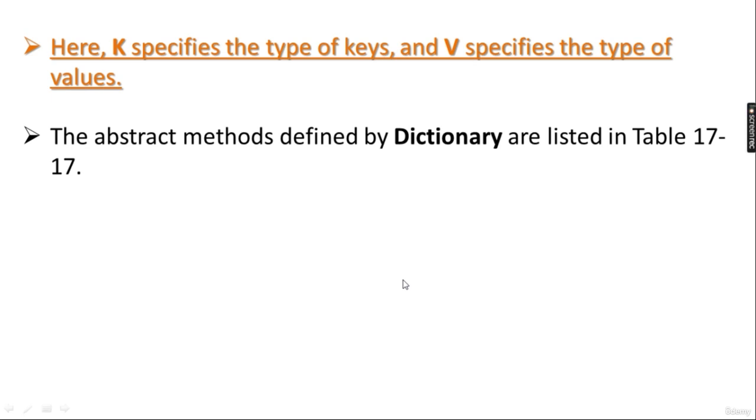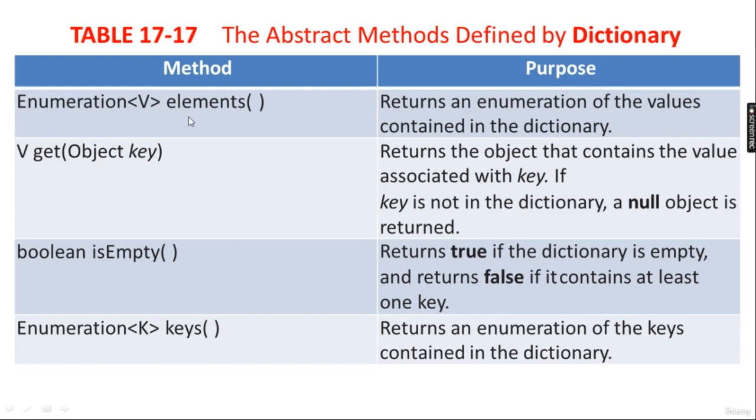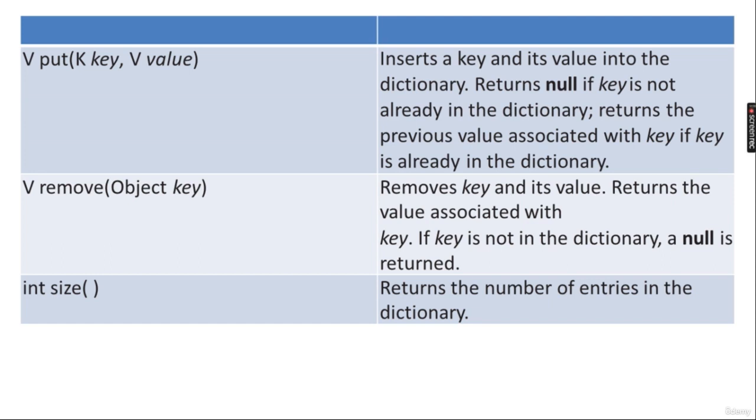The abstract methods are, now we will see: Enumeration elements returns an enumeration of the values contained in the dictionary. Get(Object key) returns the object that contains the value associated with the key. If the key is not in the dictionary, a null object is returned. Okay, so get will get the value for the key from the dictionary. Boolean isEmpty returns true if the dictionary is empty, and returns false if it contains at least one key.